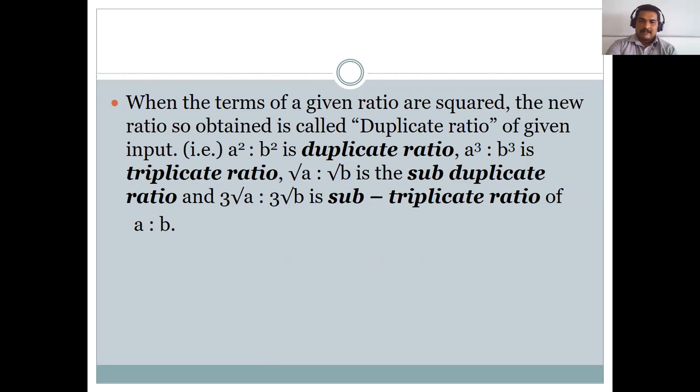We also have the concepts of duplicate ratio, triplicate ratio, subduplicate ratio, and subtriplicate ratio. Duplicate ratio means the given ratio is squared: the antecedent is squared separately and the consequent is squared separately. That is called the duplicate ratio. Triplicate ratio means cubing the given ratio, so the antecedent is cubed separately and the consequent is cubed separately.